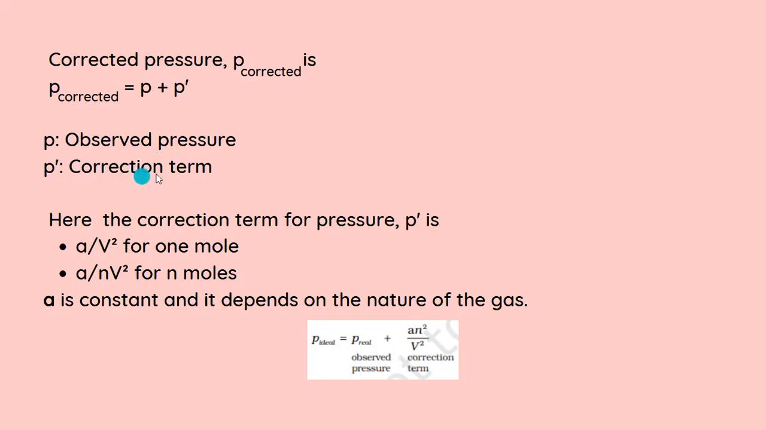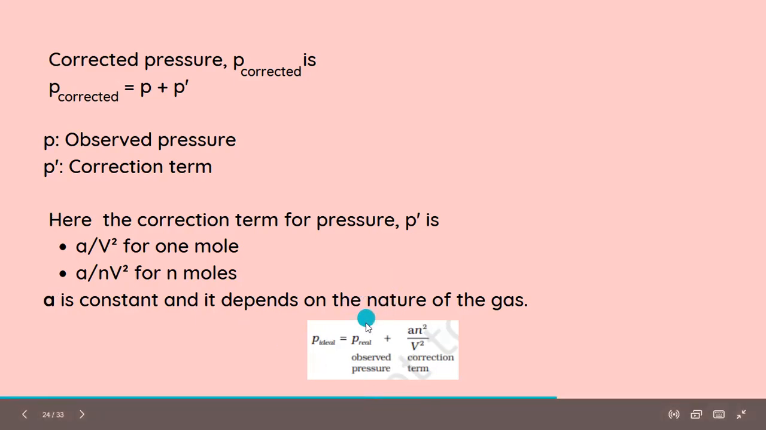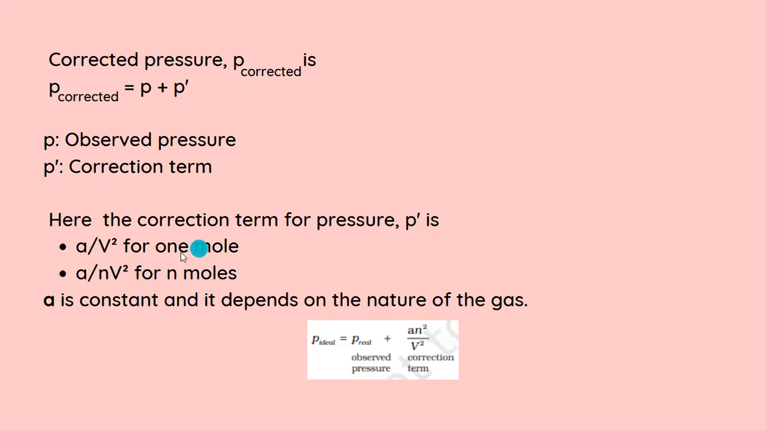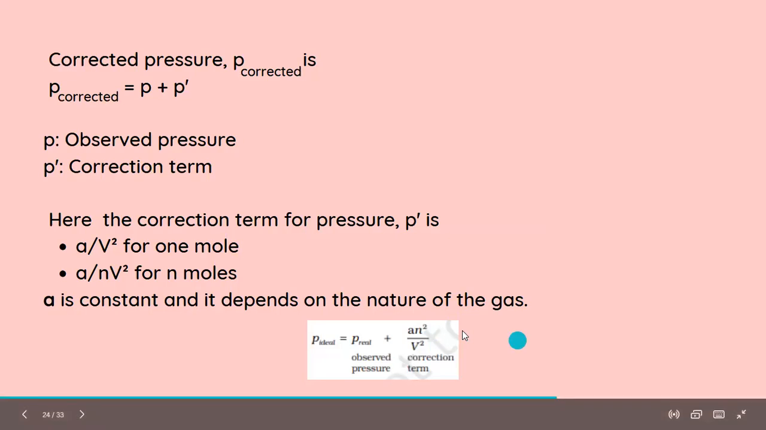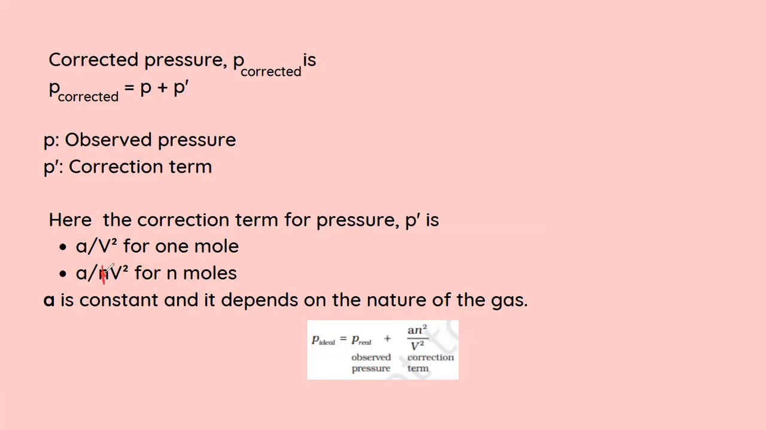P dash. And P dash equals A by V square for 1 mole, and for n moles it's A n square by V square. And A is considered a constant, and the value of A depends upon the nature of the gas. So the P ideal value is going to be the P real value plus the correction term A n square by V square. I am sorry, this had to be for n moles. The n square is not over here, but it's over here. Okay, so n square by V square for n moles.